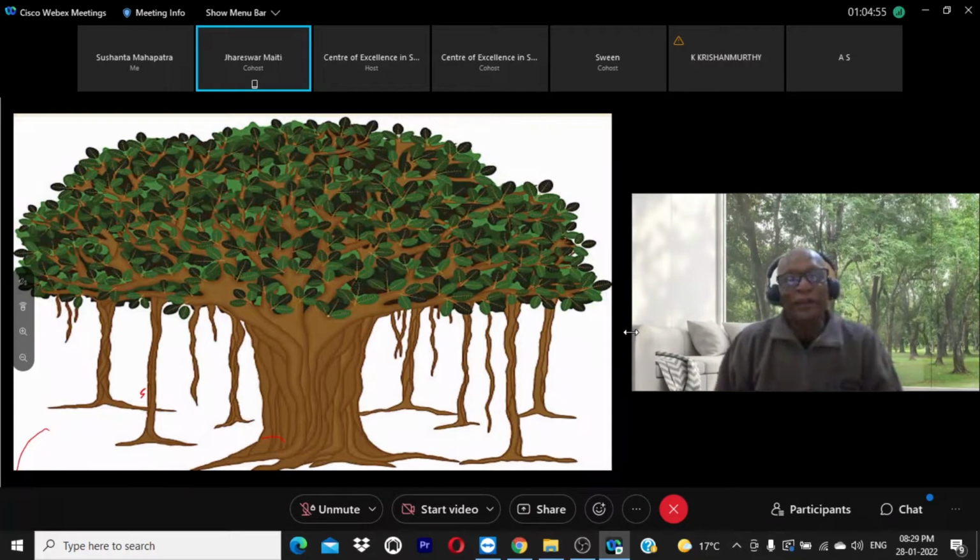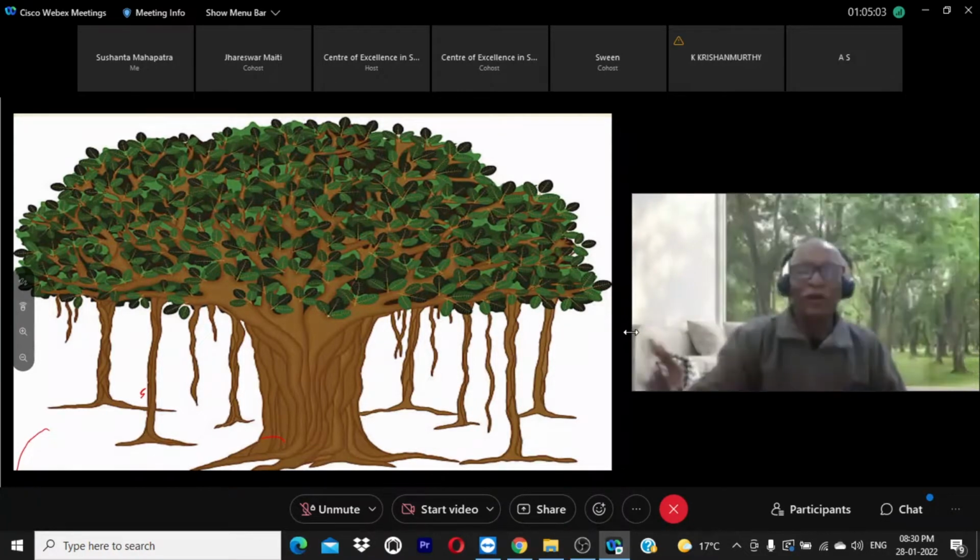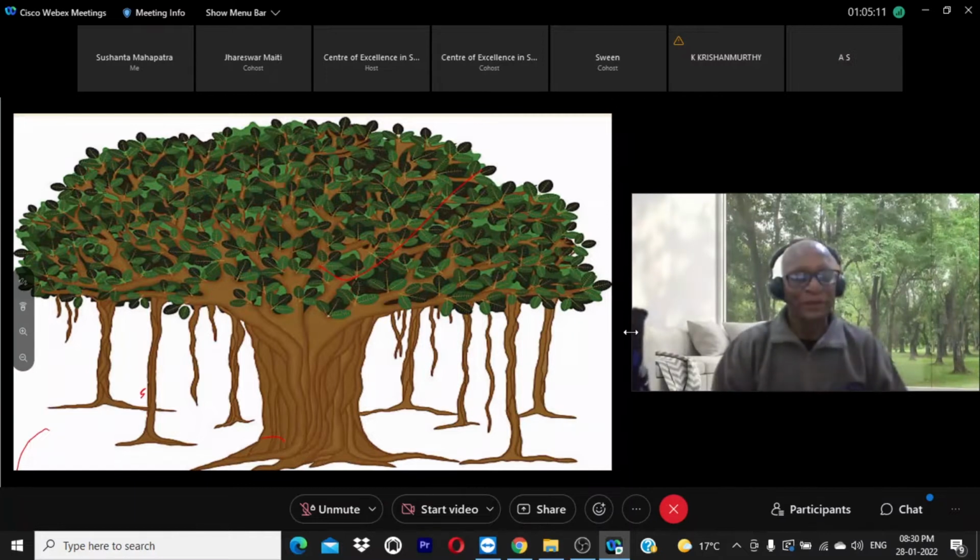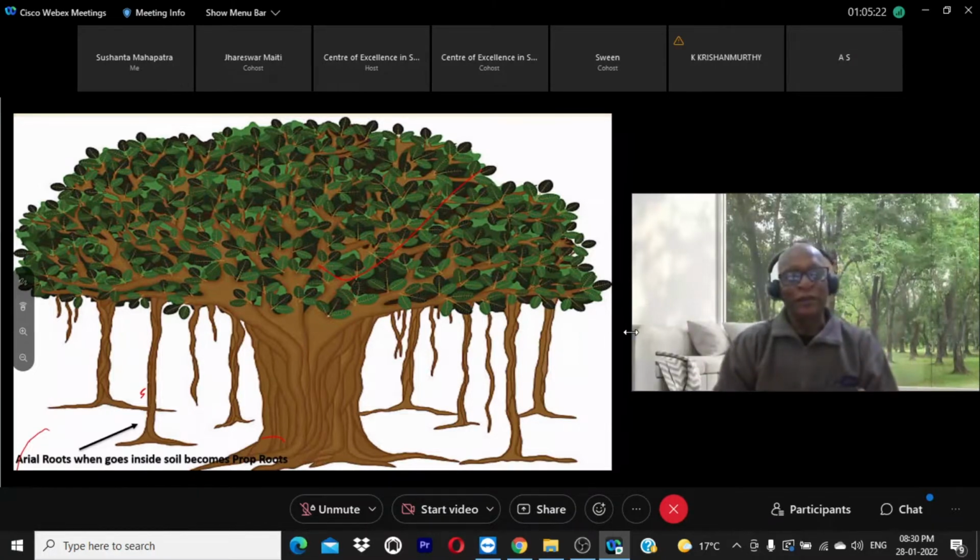Okay, gentlemen, I would like to take you through the banyan tree. All of you must have seen this banyan tree. You will not find any place in the world without a banyan tree. But why I'm taking you to the banyan tree is for a separate purpose. You know very well, banyan trees have aerial roots. Whenever it requires, the banyan tree will generate aerial roots, which work as prop roots.